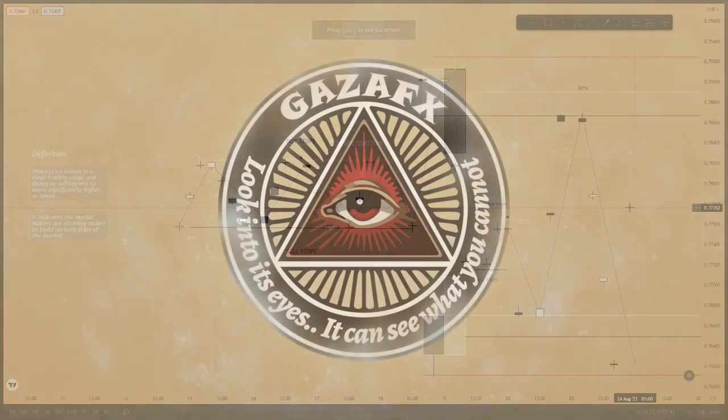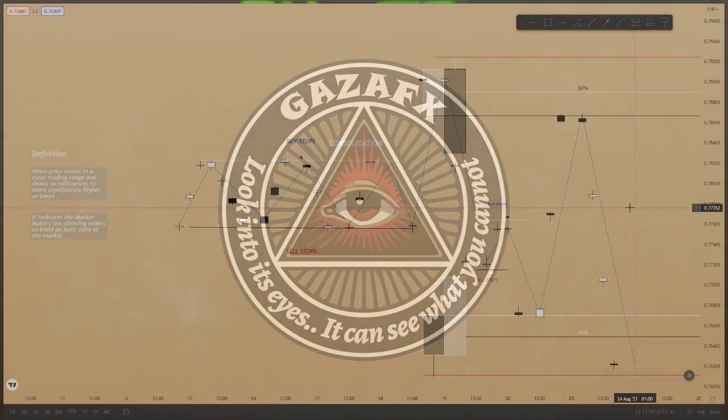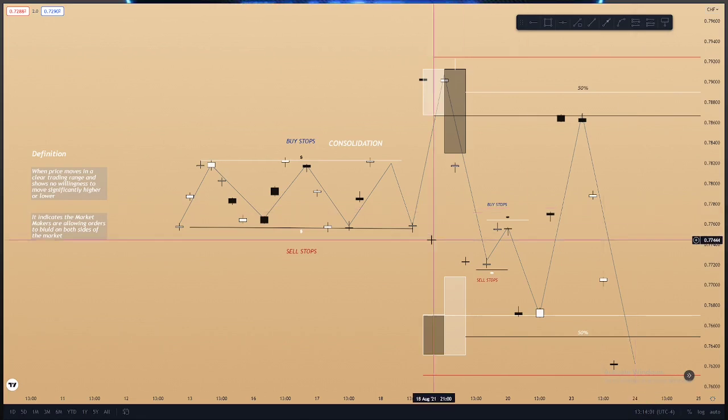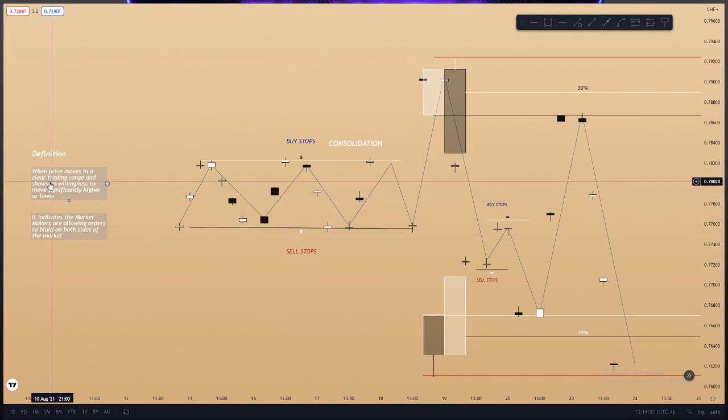Family. So today we're going to be talking about one out of the four elements to a trade setup. We're going to be talking about consolidations. What is a consolidation? It's when price moves in a clear trading range and shows no willingness to significantly move higher or lower. It also indicates that the market makers are building orders.